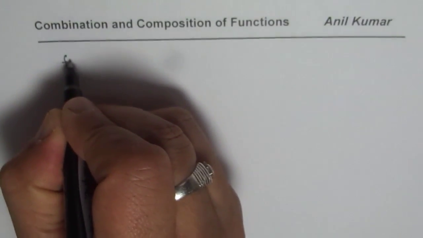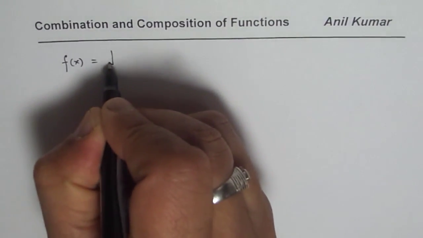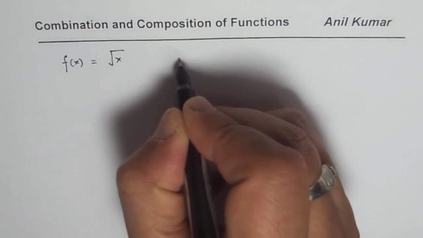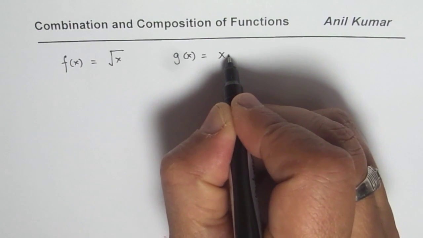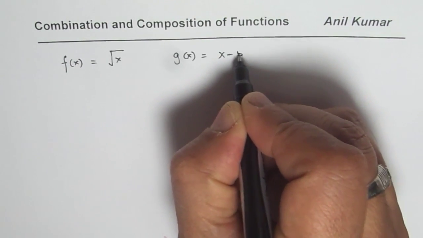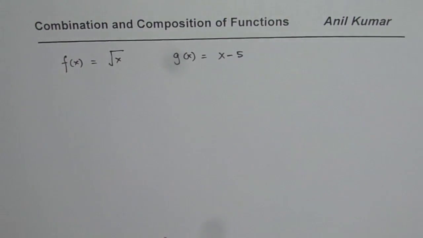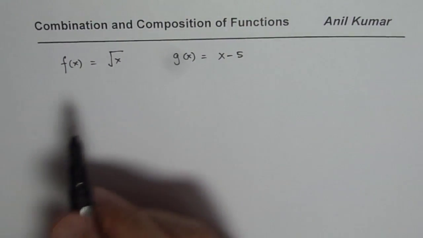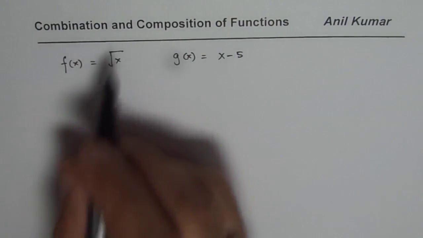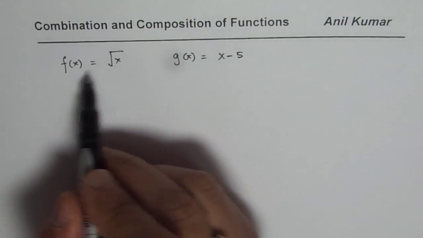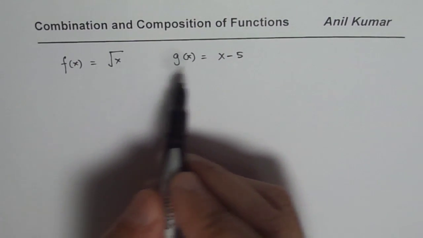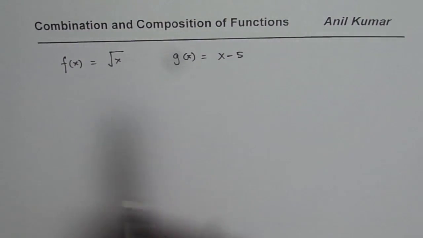taking some simple functions. Let's say f of x is square root of x, and let us say g of x is a straight line, and let me take this as x minus 5. So we have two functions, and we will consider their combination and composition. When I say combination, it really means I could do sum, difference, product, or quotient of these functions. That is what combination is, right?